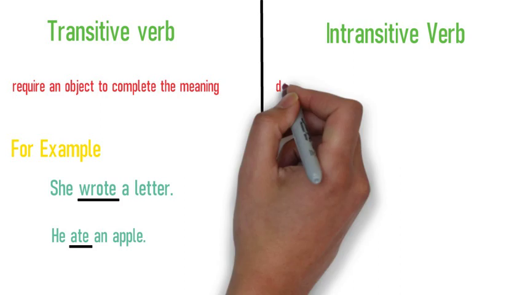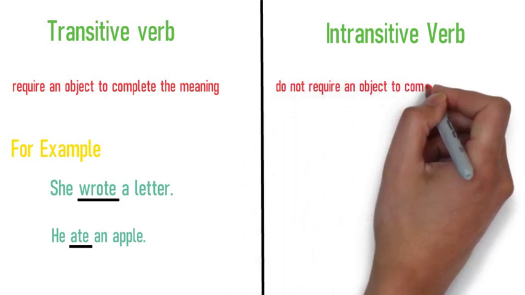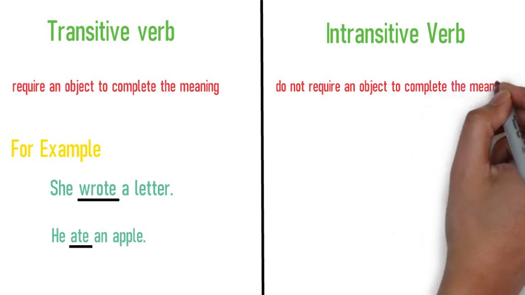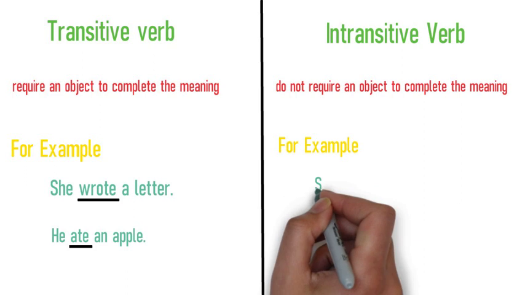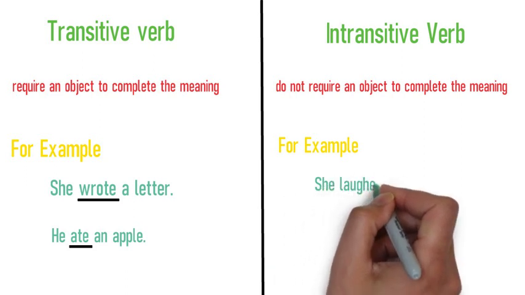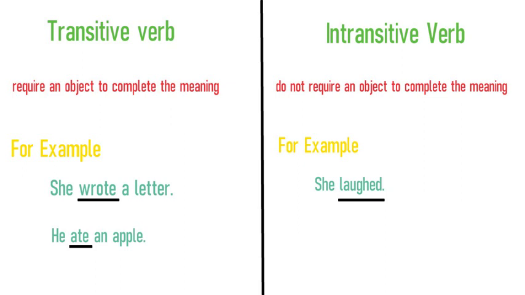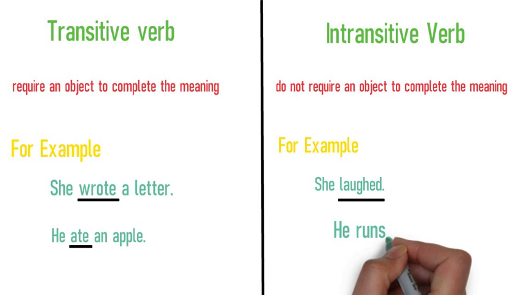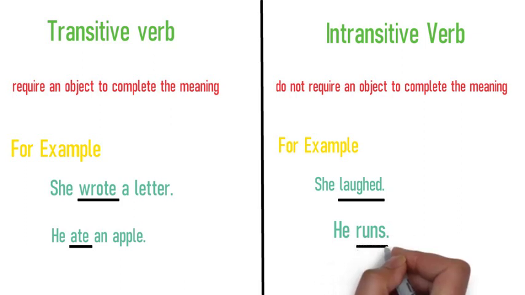On the other hand, intransitive verbs are those that do not require an object to complete the meaning of the sentence. For example, she laughed. The verb laughed is an intransitive verb because it does not require an object. He ran. The verb ran is intransitive because it does not require an object to complete its meaning.